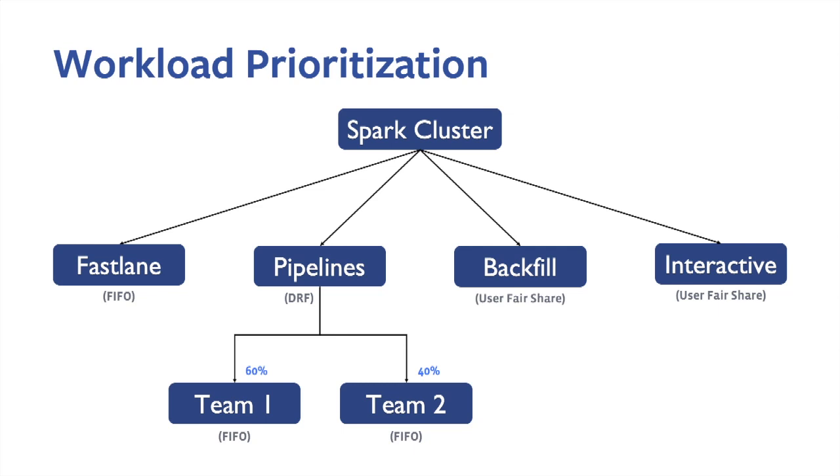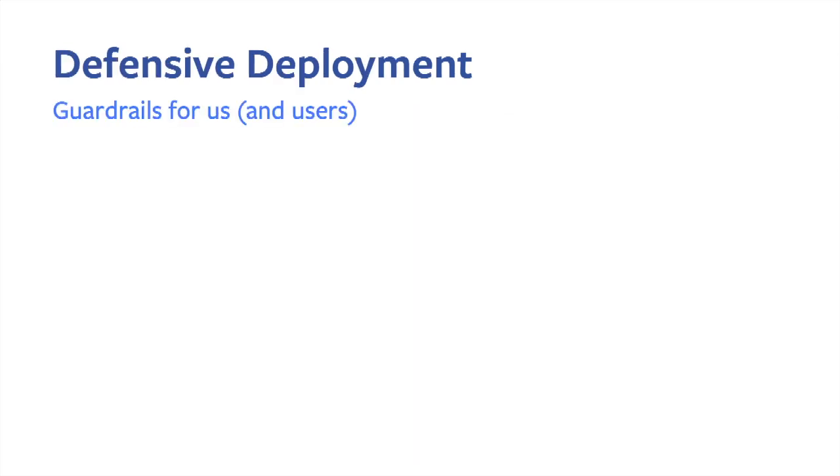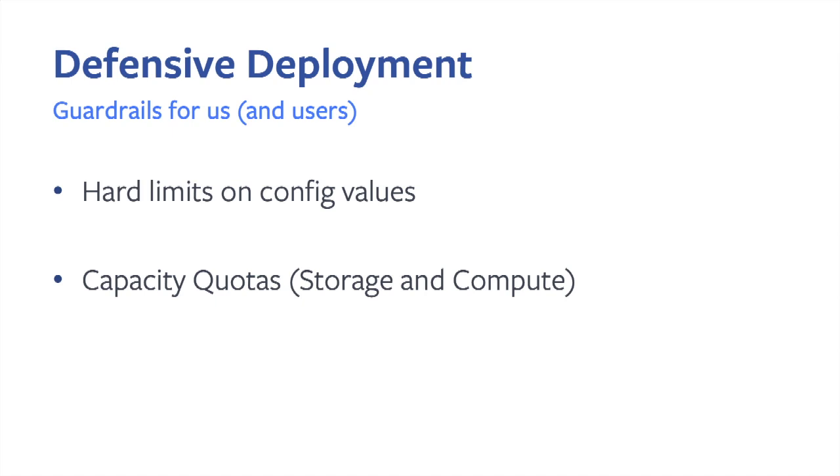But there's one thing that we have to do for our sanity as well, which is building defensive deployment as part of Spark itself. And these are the guardrails that we put, not just for us, but for our users as well. Things like hard limits on config values. We don't want users to set crazy values for the amount of memory they want to allocate to executors, because that can affect other jobs running on the same machine, or launch millions of tasks and cause overall resource shortage. We also want to make sure that we have good capacity quotas, to make sure that the storage and compute resources are being used efficiently and effectively.